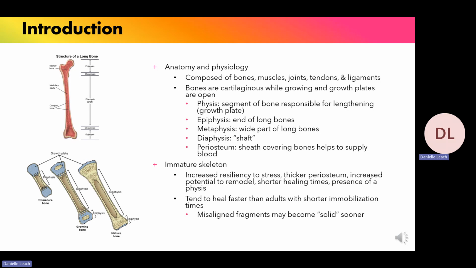And they also have the presence of the growth plate. So if they do break a bone or if it's misaligned, these misaligned fragments may become solid sooner than in an adult. So this can be good for the child because it of course heals quicker. It can also be bad if we wait too long for treatment and then the bone becomes solid in a misaligned way that we don't want it to be in, and then the bone may be abnormal from there on out.